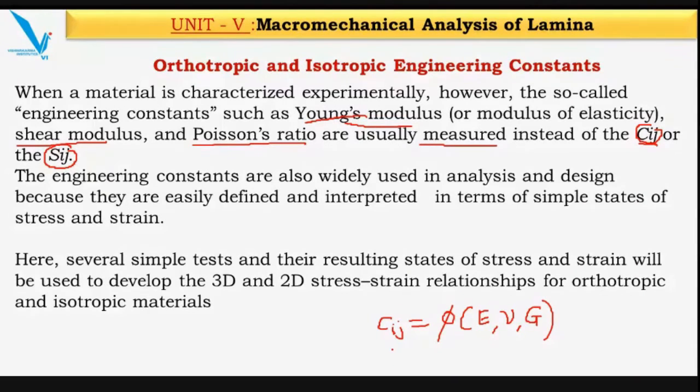The engineering constants are also widely used in analysis and design because they are easily defined and interpreted in terms of the simple state of strain. Here several simple tests and their resulting states of stress and strain will be used to develop 3D and 2D stress-strain relationships for orthotropic and isotropic material. I particularly mention 2D and 3D because many structures can be analyzed as 2D structures.